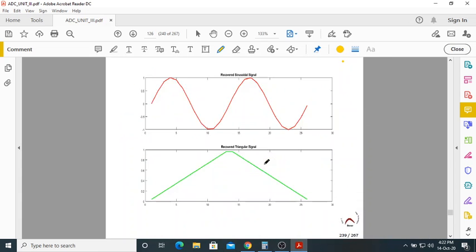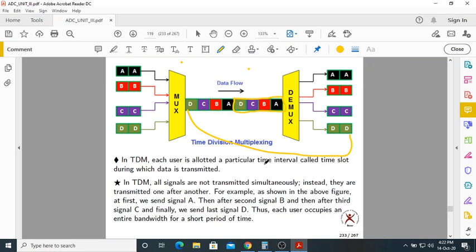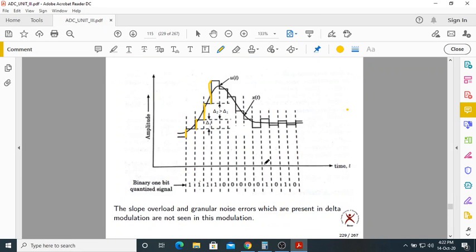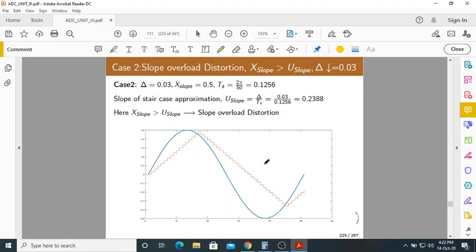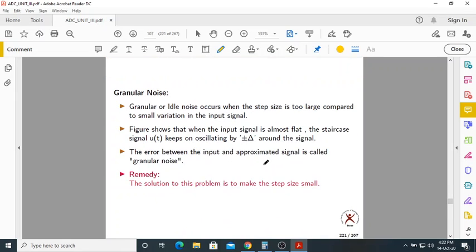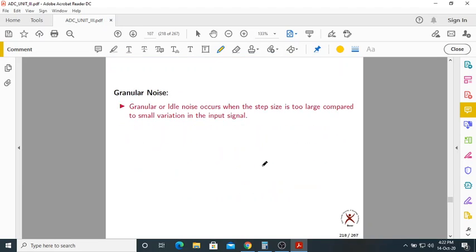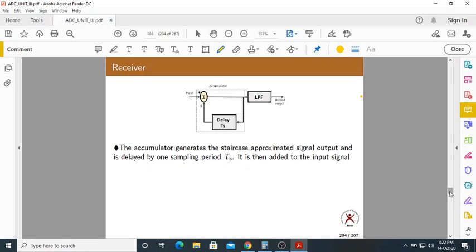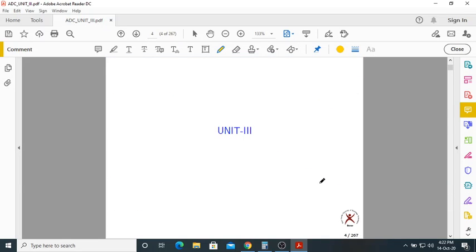Now, these are some examples. We'll try to solve some problems in the next class. This is about most of the third unit generally. So in the third unit, we should remember PCM, DPCM, delta modulation, TDM. So let me go back. These are the things you must remember in the third unit mostly.